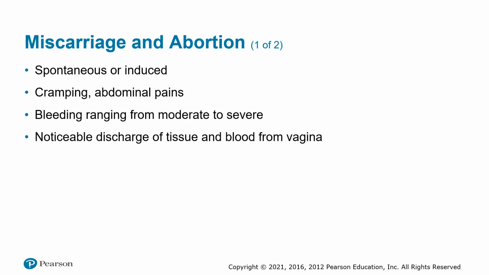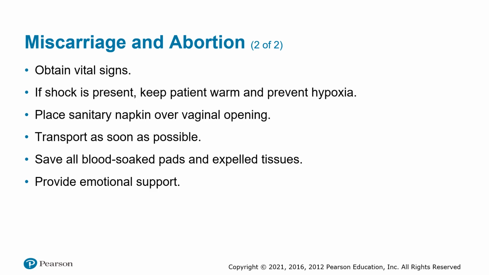Miscarriage and abortion, whether spontaneous or induced, can cause cramping and abdominal pain. Bleeding can range from moderate to severe, with noticeable discharge of tissue and blood from the vagina. Obtain vital signs. If shock is present, keep the patient warm and prevent hypoxia. Place a sanitary napkin. Transport. Save all blood-soaked pads and expelled tissues, and provide emotional support.